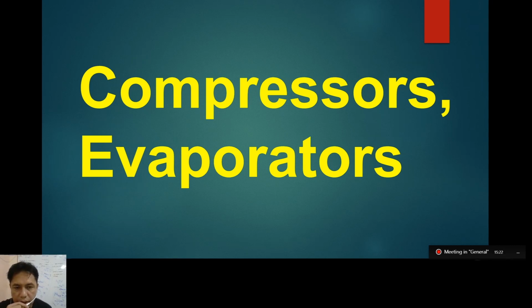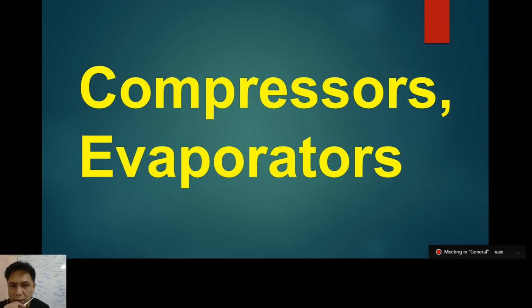So, today we are going to discuss the following refrigeration and air conditioning equipment. This equipment are the basic equipment for the refrigeration and the air conditioning system. And we have discussed some of this during our classes before. Yung compressors, then condenser, expansion valve, evaporators. So those are the basic parts of the refrigeration system.